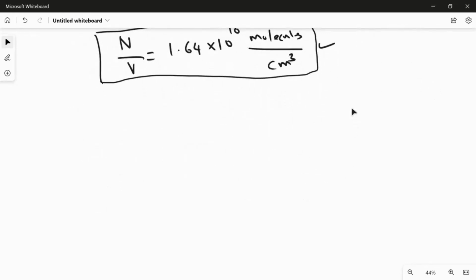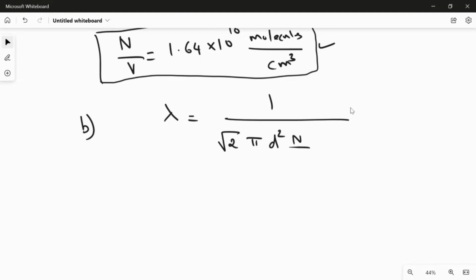So what is the rule for the mean free path? We solved many questions in the previous videos. The mean free path is given by the rule lambda equals 1 over root 2 pi d square N over V. This is the rule for the mean free path.